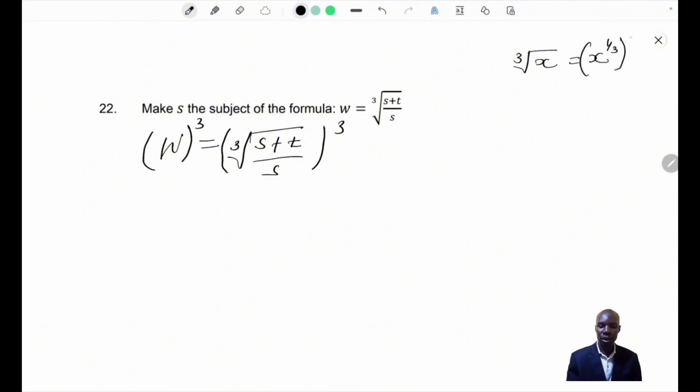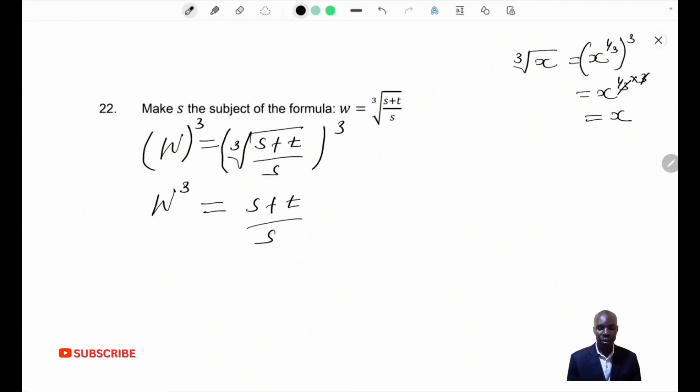So if you raise it to the power 3, what you are going to have is x to the power 1 over 3 times 3, which cancels out. You are left with the x. So if we raise the right hand side to the power 3, on the left hand side we are going to have w to the power 3 equal to s plus t over s.